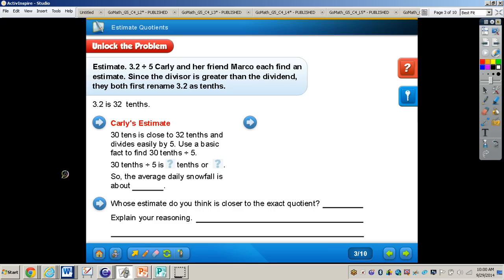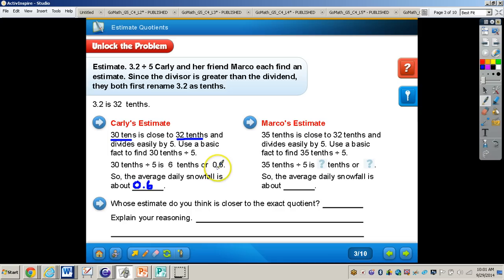Okay, now from here, we can see what Carly did. Carly's estimate, 30 tenths is close to 32 tenths, and divides easily, or is a compatible number, by 5. So use a basic fact to find 30 tenths divided by 5. Okay, so 30 tenths divided by 5 we know is 6 tenths, or 0.6. So from Carly's estimate, the average daily snowfall is about 6 tenths of a foot. We can write that there, right in your Go Math book. So we can see how Carly did that.